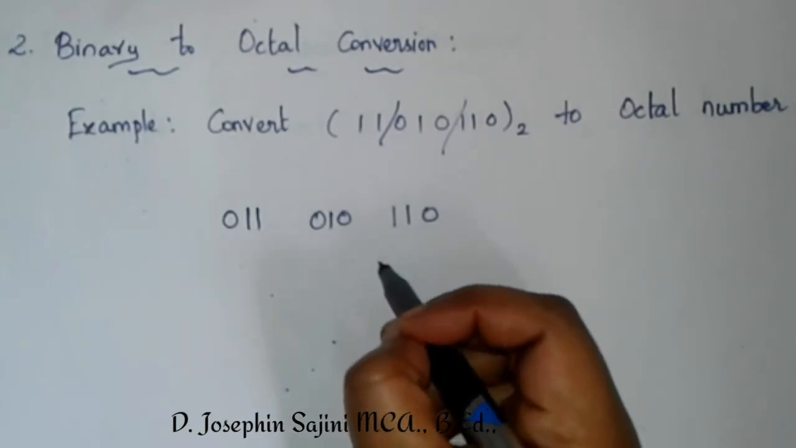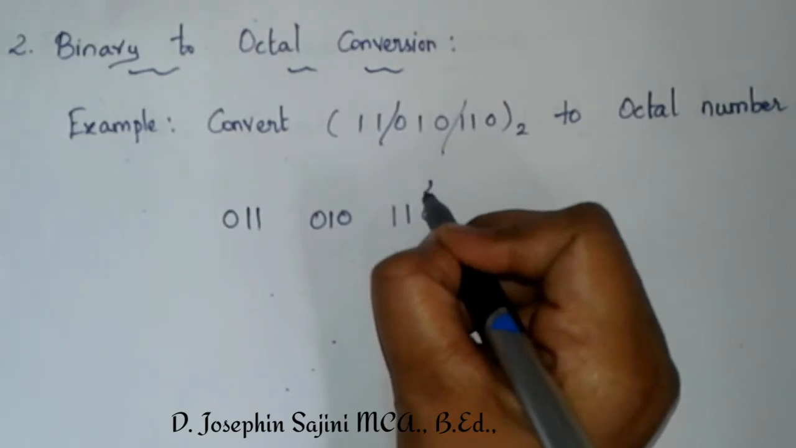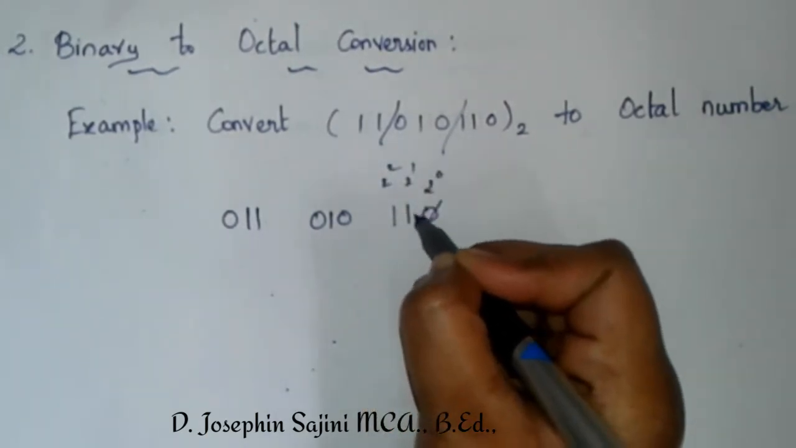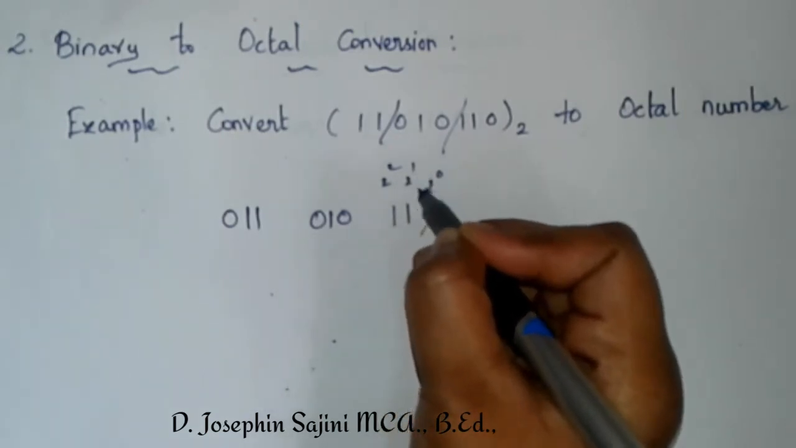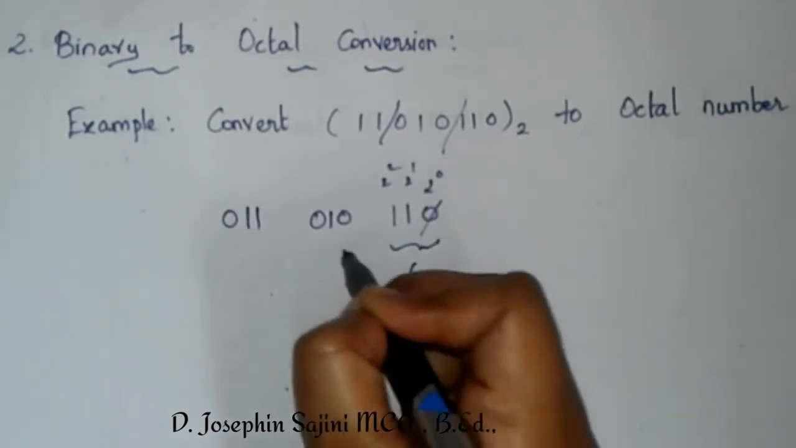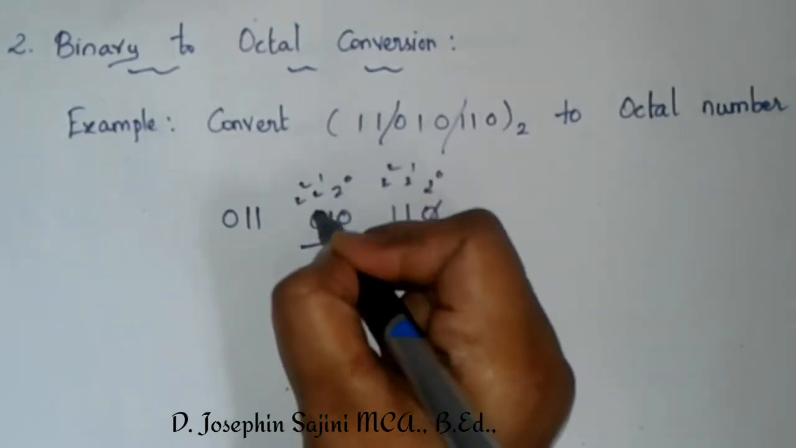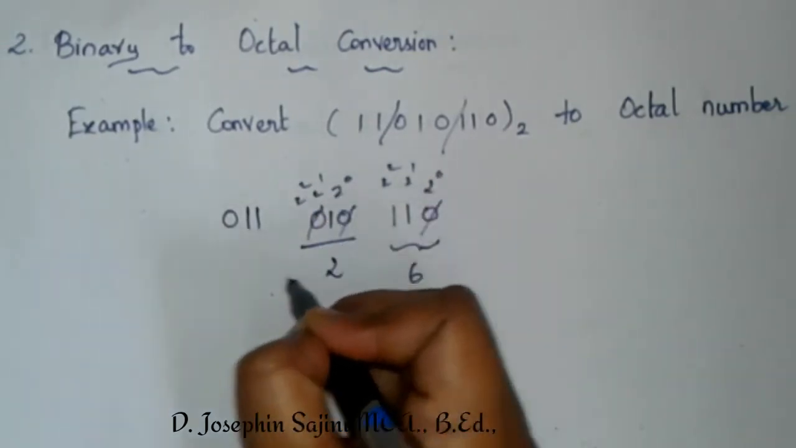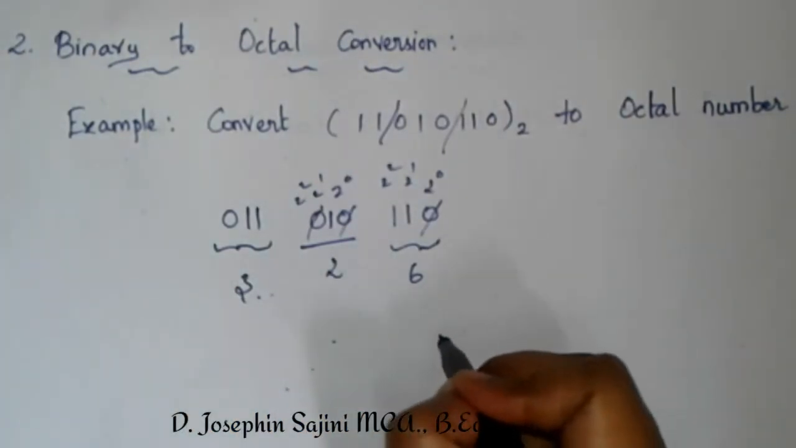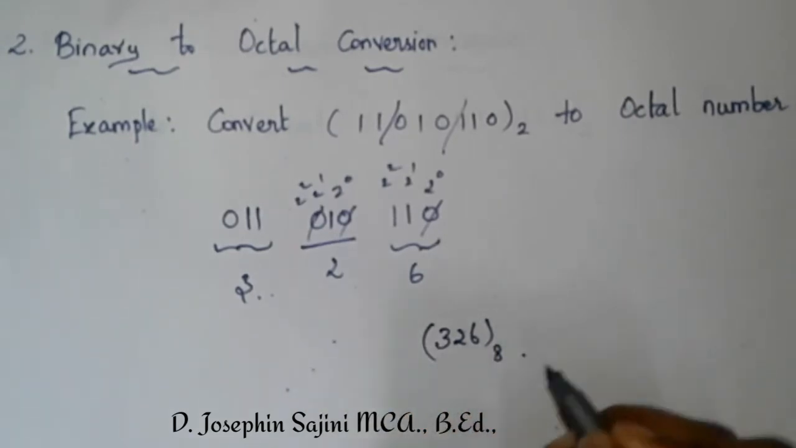So by using the 2's power positional weight, we are going to convert this. That is 2 power 0, 2 power 1, 2 power 2. So you eliminate this 0 and then add these two values, 2 power 1 plus 2 power 2. That is, the value is 6. For this value, 2 power 0, 2 power 1, 2 power 2, eliminate these two. The answer is 2. Here the value is 3. So its equivalent octal value is 326 to the base 8.